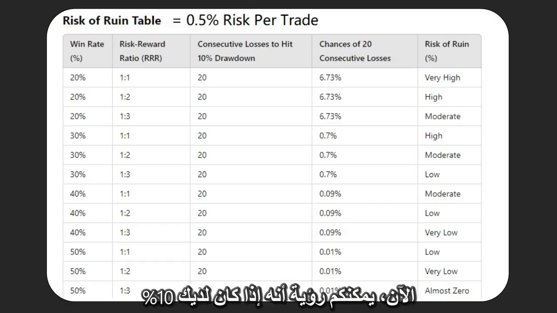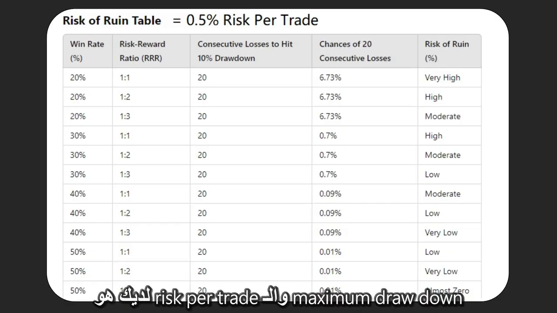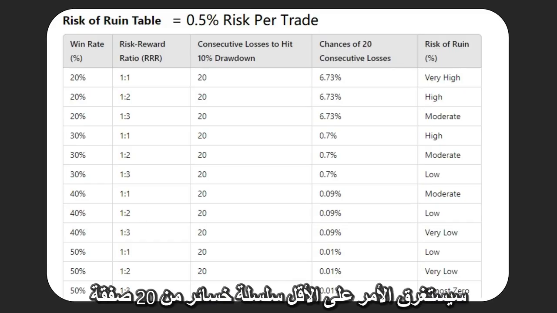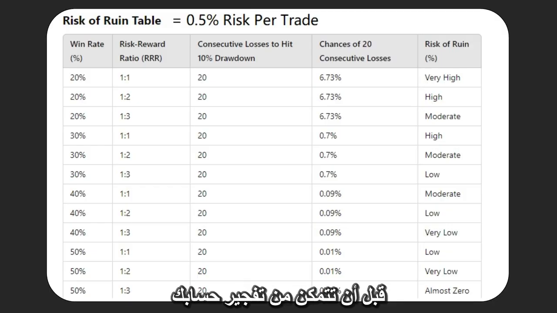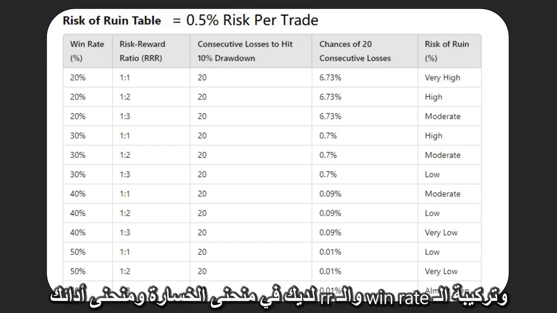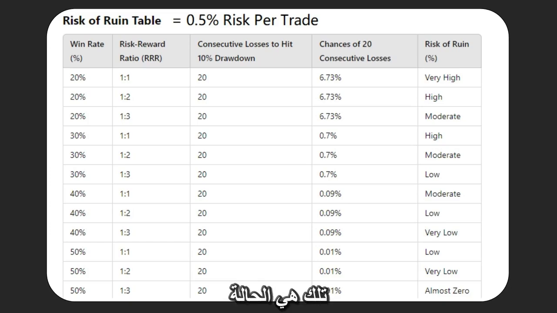Now you can see that if you have a 10% maximum drawdown and your risk per trade is 0.5%, then based on those factors and metrics, it would take you at least a losing streak of 20 trades before you could blow your account. Or the other scenario is if you are on a losing performance, and your win rate and RR combination is in the losing curve and your equity is going down, that's the case where you're also going to end up blowing your account and reaching the 10% maximum drawdown.